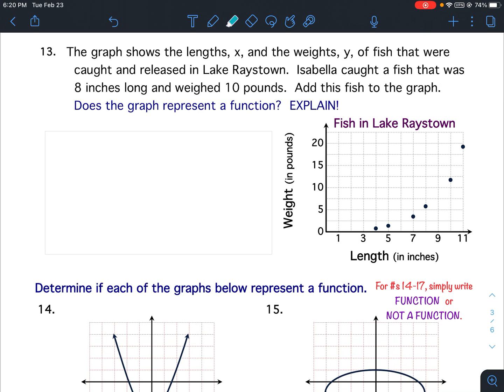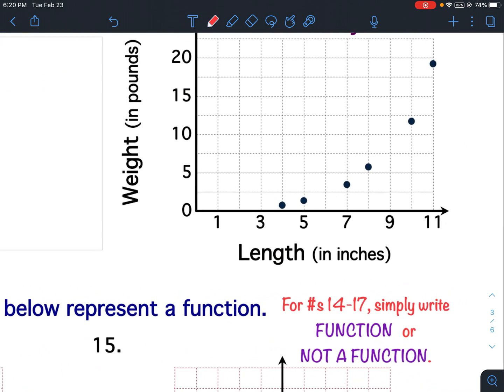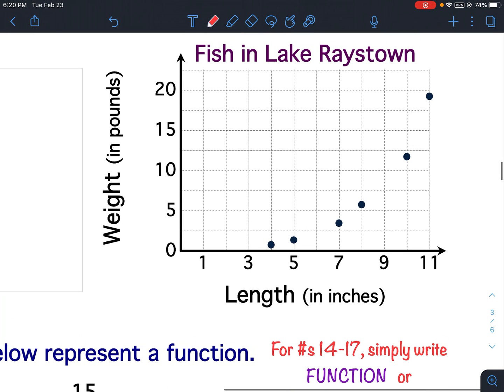So the first thing we need to do is add this fish to the graph. So 8 inches long and 10 pounds. So this would be 2, 3, 4, 5, 6, 7. So here's my 8 inches, and I need to go up to 10 pounds and plot a point.